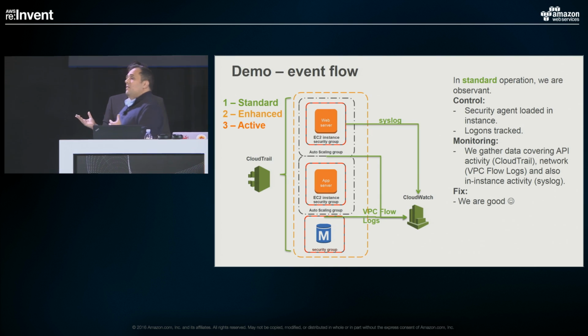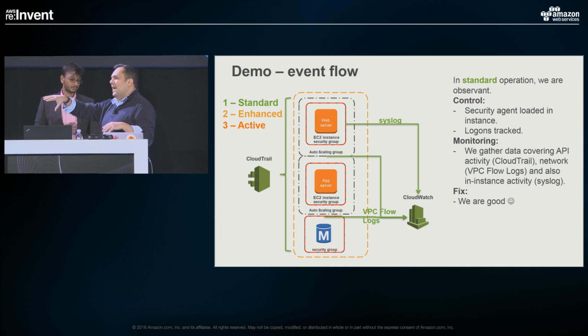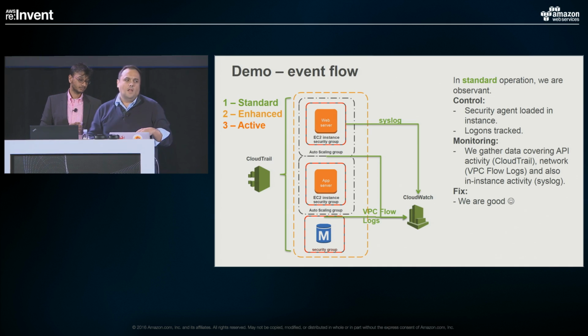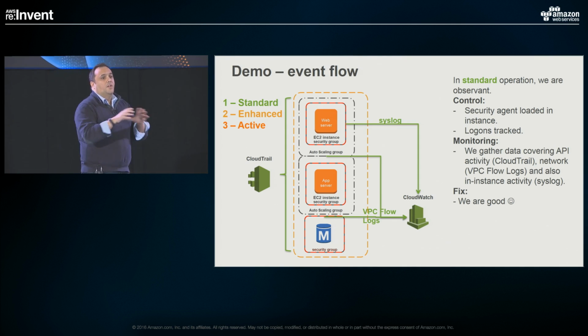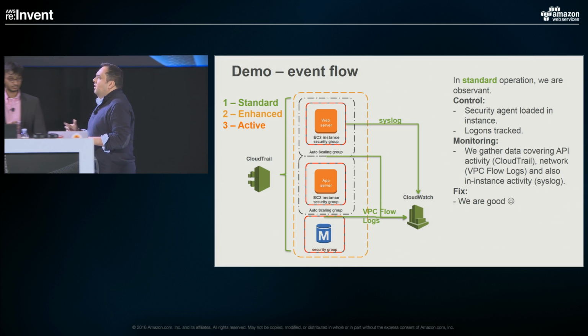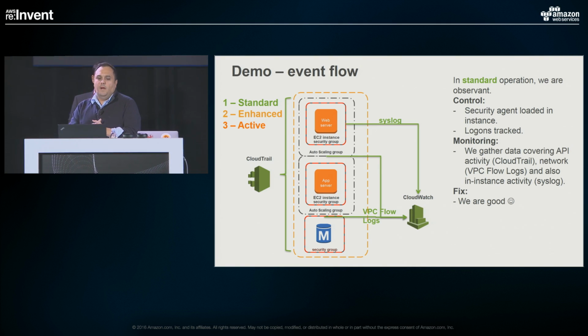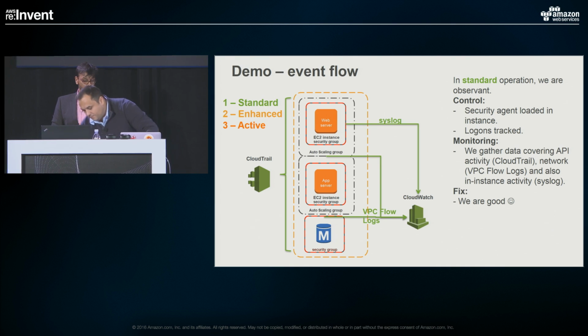From a monitoring perspective, we are looking at things from 3 angles. From inside the instance, that's syslog. From the network side, we are looking at VPC flow logs. And from the platform perspective, we are looking at CloudTrail. On the fix bucket, we are good. So right now, we are not doing much.